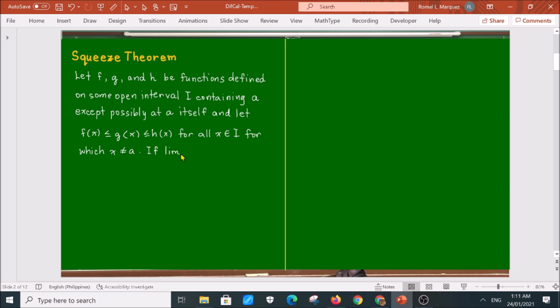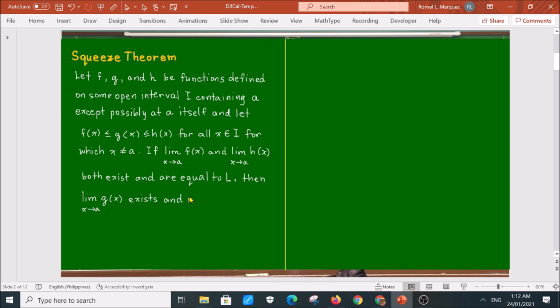If the limit of f of x as x approaches a and the limit of h of x as x approaches a both exist and are equal to L, then the limit of g of x as x approaches a exists and is equal to L.